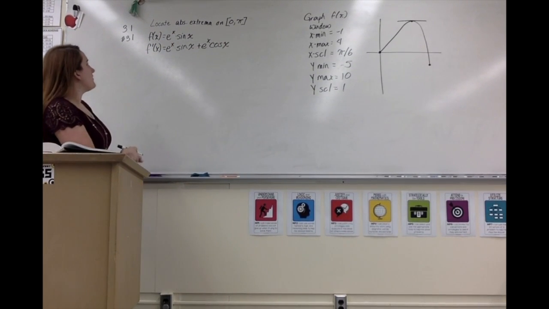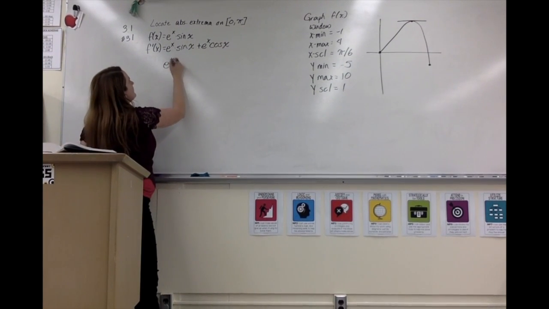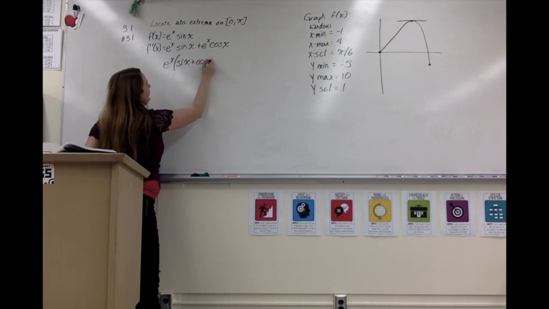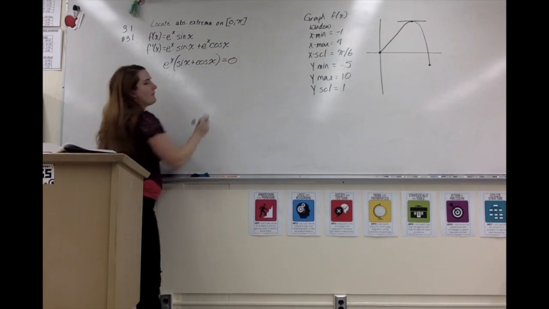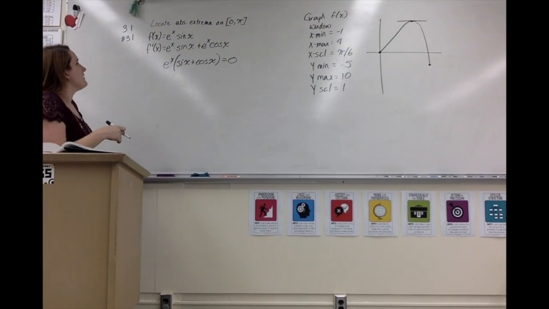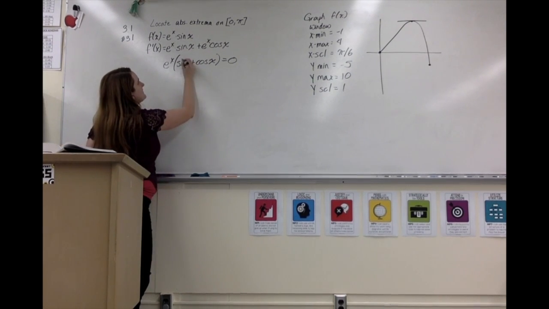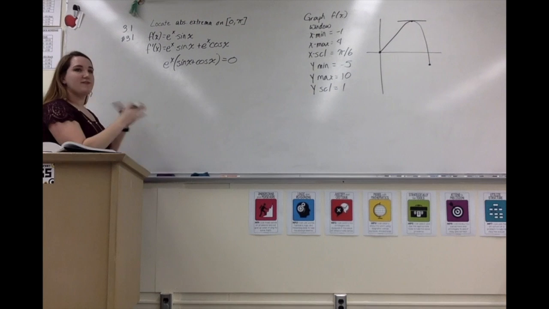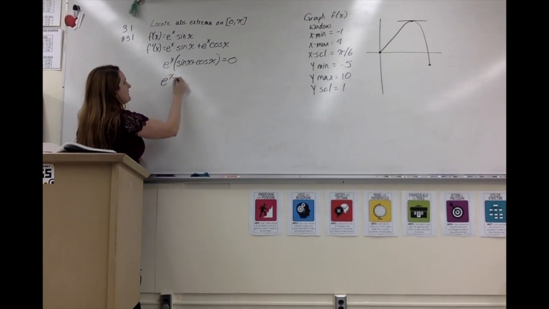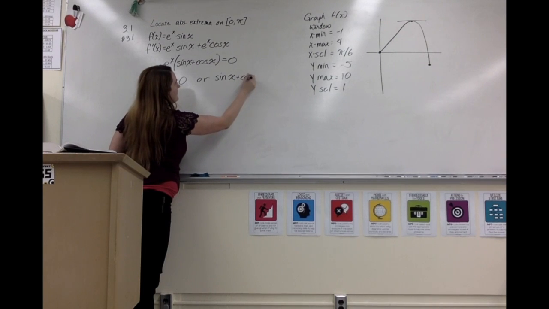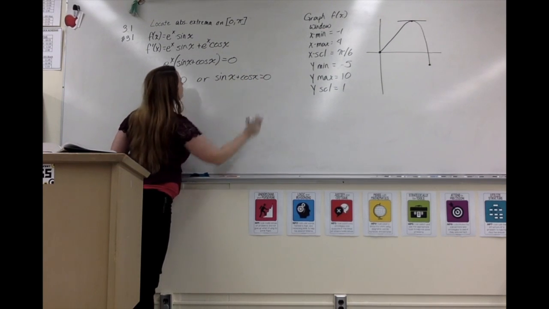To find critical numbers, we set our derivative equal to 0. We'll have e to the x times sine x plus cosine x equals 0. I went ahead and factored out that e to the x. Okay. Set each factor equal to 0, so e to the x equals 0, or sine x plus cosine x equals 0.